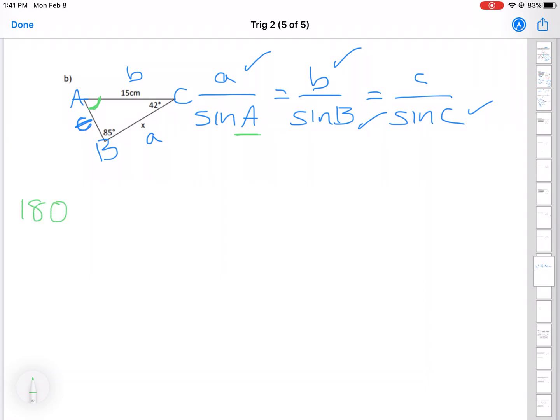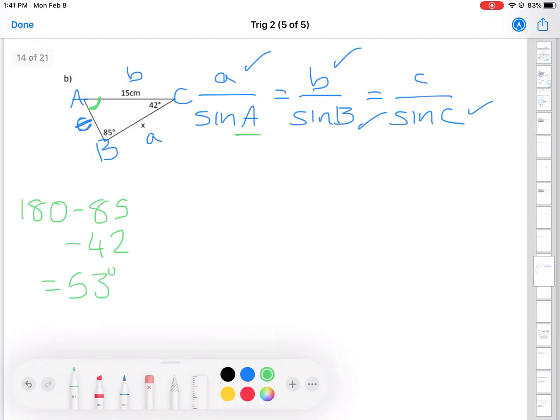If I find out 180, take away the two angles within the triangle, that'll give me the angle at A, and I'll be able to use that within the diagram. Okay, and put that into my formula. So that'll give me 53 degrees. So I can rub out the line there, that's 53 degrees up here. Therefore I can substitute in everything now to find out the size of side A.